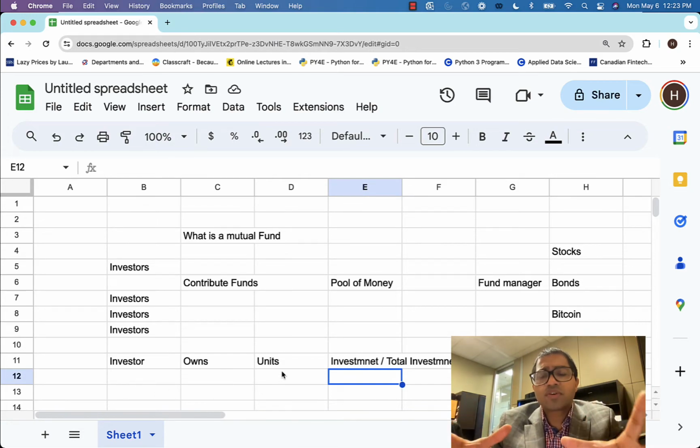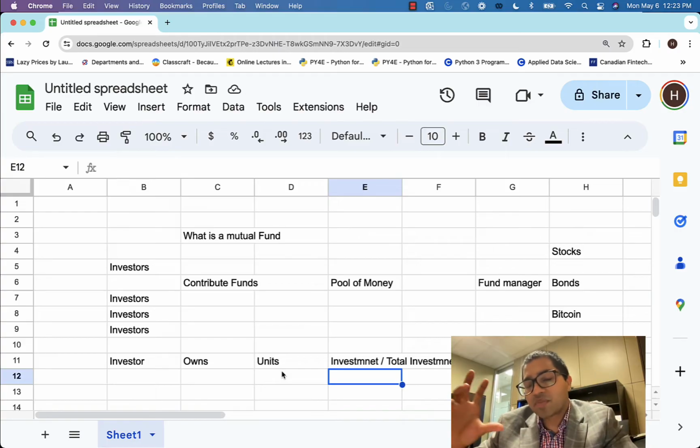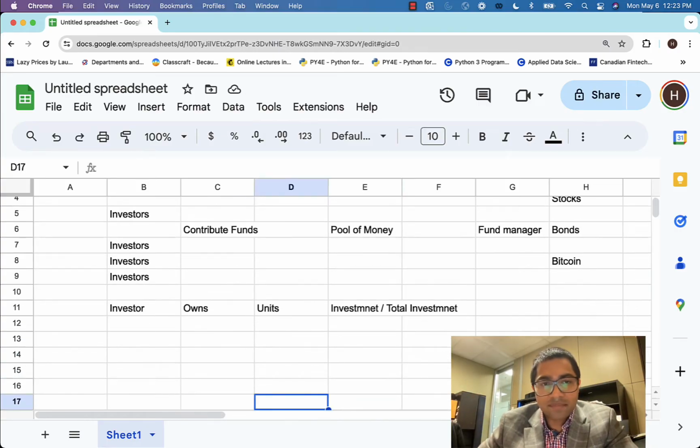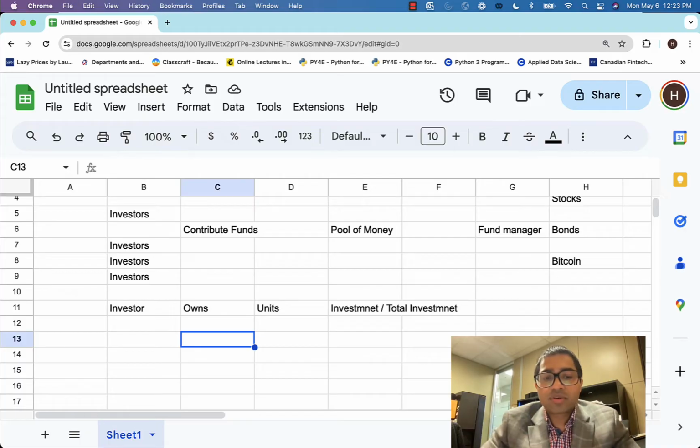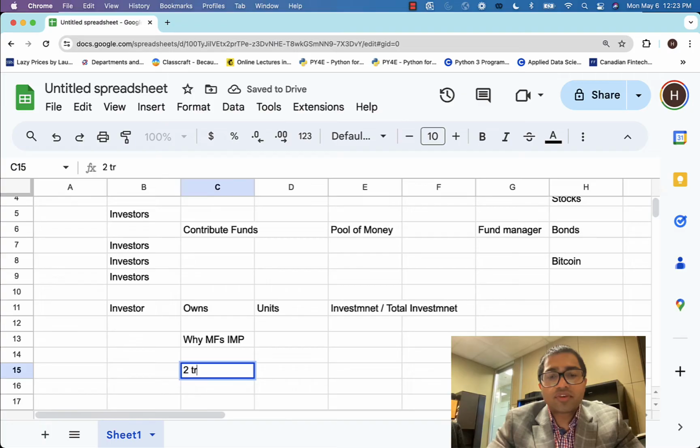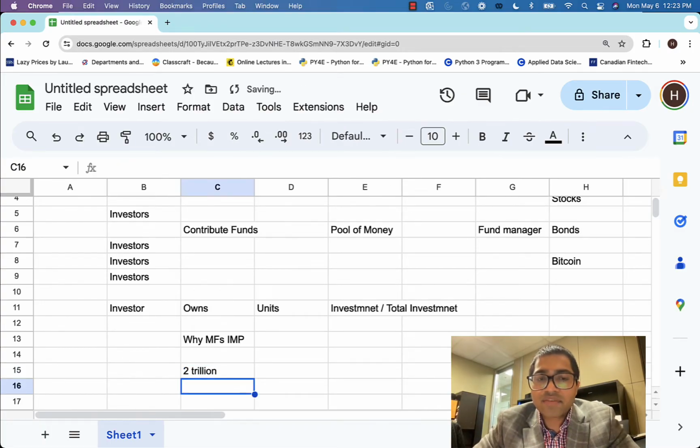We are going to explore this topic in much greater detail as the course proceeds, but this is just the basics because the first part of the book talks about that. The second part that the book talks about is why mutual funds are so important. Mutual funds are important because $2 trillion of Canadian investments are invested using mutual funds. So the fund size of mutual funds is approximately $2 trillion, which is a big sum.